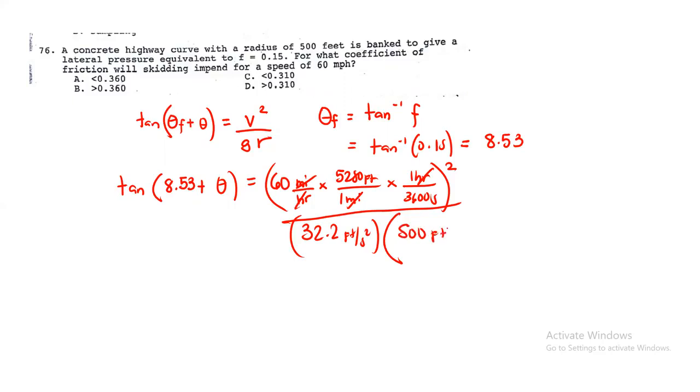500 feet. So, makakansel dyan syempre feet, makakansel rin yung feet per second squared. Then makukuha natin dito, theta is equal to, ilan makukuha natin? Ang theta na makukuha natin dyan is 17.157 degrees.